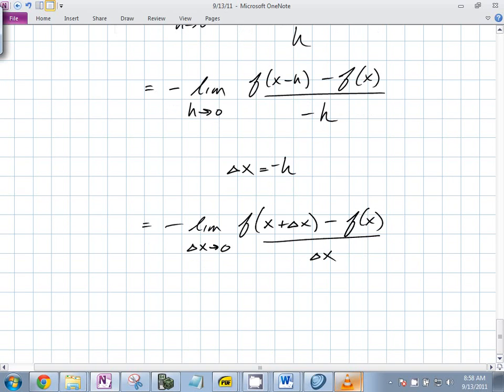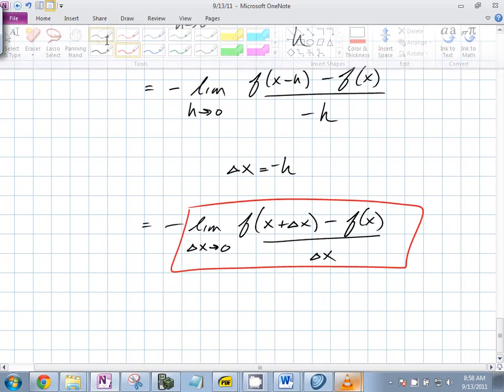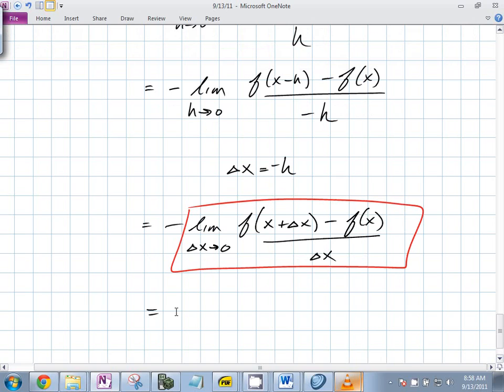What is this right here? It's the same. That is the function for the derivative. That is the definition of the derivative right there. All we've basically proven is we're allowed to come at a derivative from the left or the right.